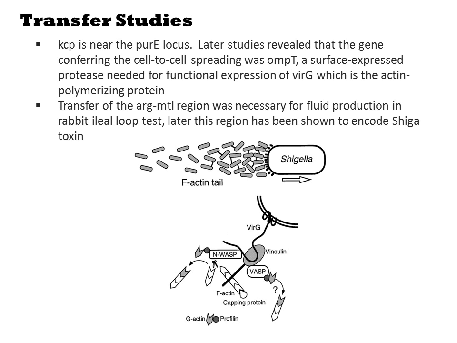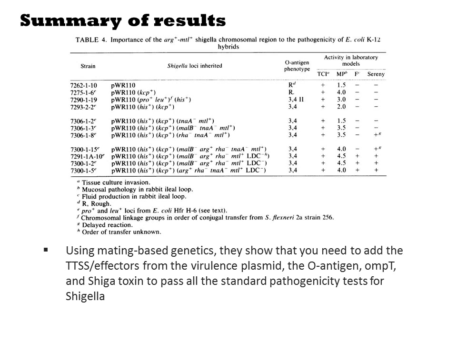Another important locus they found was associated with the ARG-MTL region of the chromosome, and addition of this locus enables the bacteria to pass the rabbit ileal loop test. This assay quantifies fluid production, which is a surrogate for extreme diarrheal effects observed during Shigella infection. This region of the genome was later shown to encode Shiga toxin, which is confirmed to be necessary and sufficient for this phenotype. The actual data of this study is a series of genetic compositions and what they do with respect to 4 different assays related to virulence.